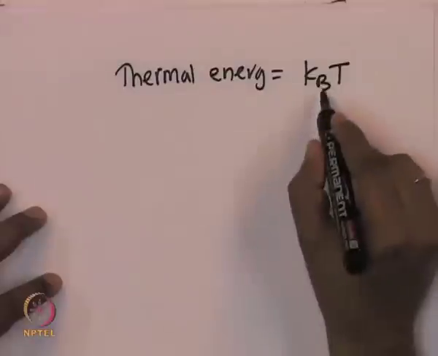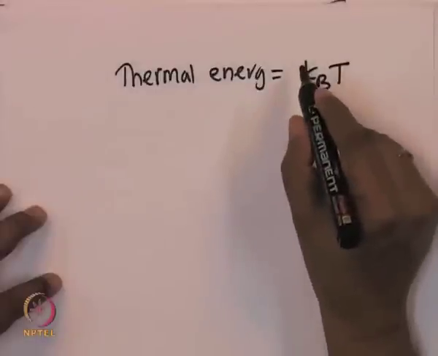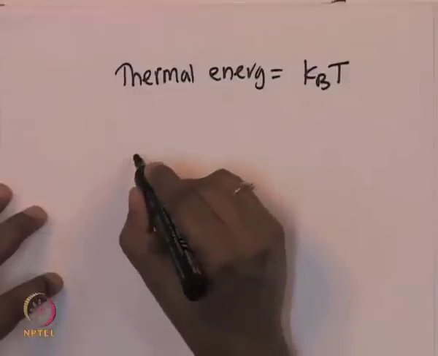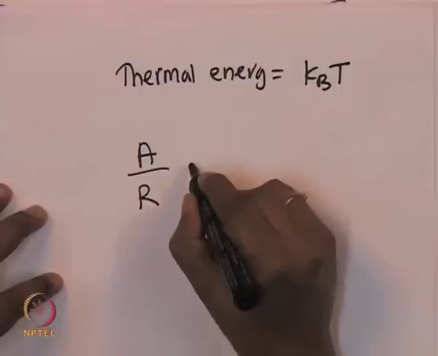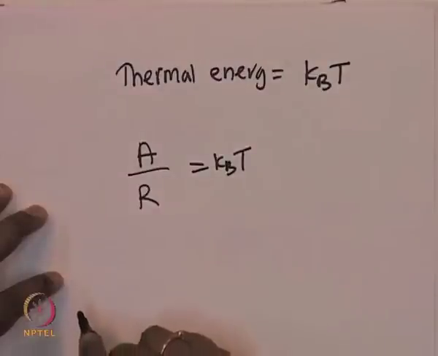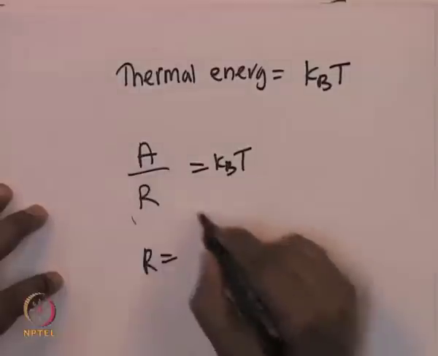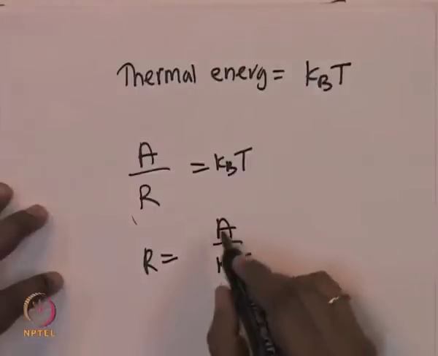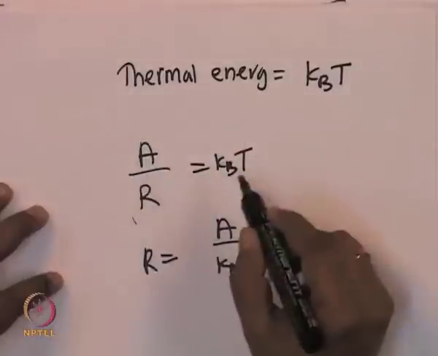Now, where kB is the Boltzmann constant and T is temperature, the rough amount of thermal energy will be 1 kBT. Now, Coulomb energy is some constant divided by R, and thermal energy is kBT. It turns out that for a particular value of R, when R is equal to A by kBT, thermal energy and Coulomb energy will be equal.